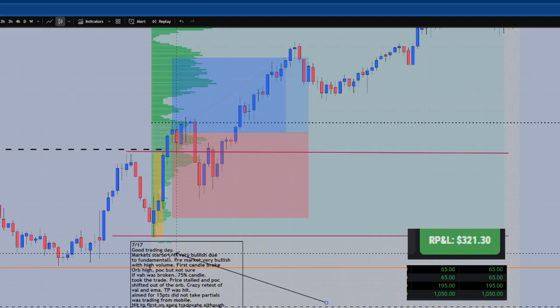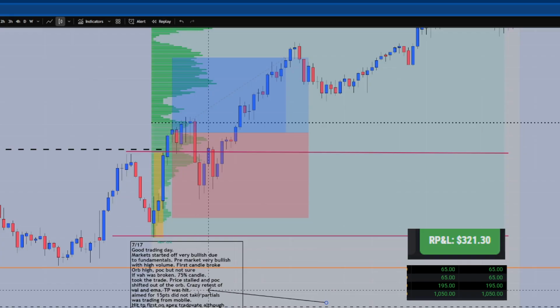So, good trading day. The market started off very bullish due to fundamentals. Pre-market was very bullish with high volume. The first candle broke ORB high and point of control, but I'm not sure if value area high was broken. It was a 75% candle, so I took the trade. Price stalled, and the POC, point of control, shifted out of the ORB. Crazy retest of value area low and EMA.